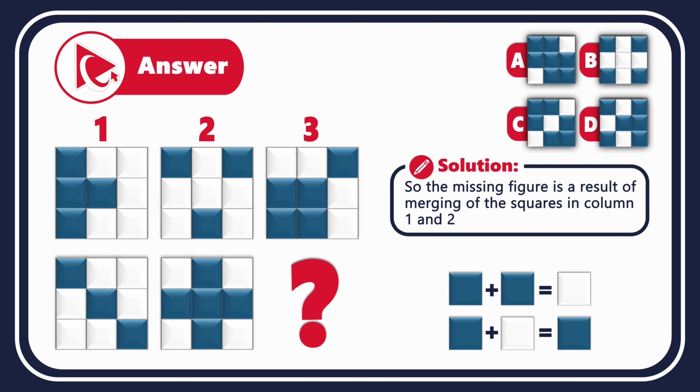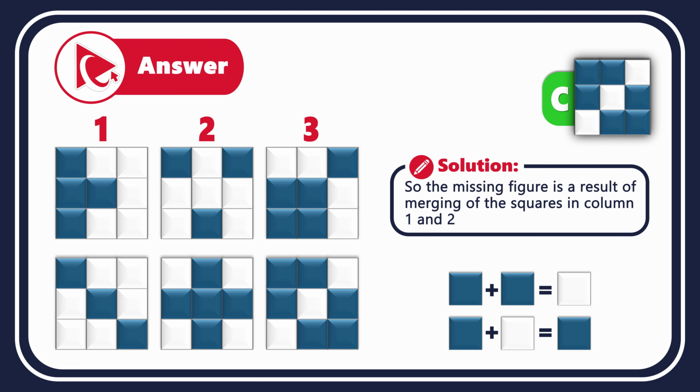So the correct answer here is choice C, which is a result of combining small squares in the second row for columns 1 and 2.